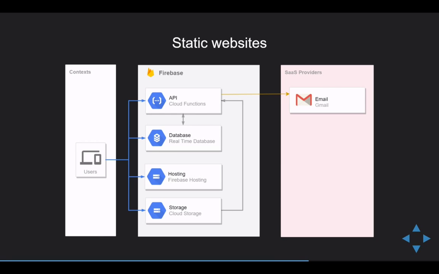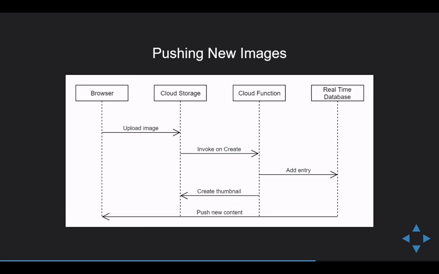Also, I had a gallery function on the website, and I hope this will show what it does. Whenever an admin would upload a photo from the browser into the cloud storage, there's a function listening for creations of new files. So whenever a new photo was uploaded, the function would take it, create a thumbnail, put it in cloud storage, and create a new entry in the database. The database pushes in real time to the user, and the user sees it instantly.